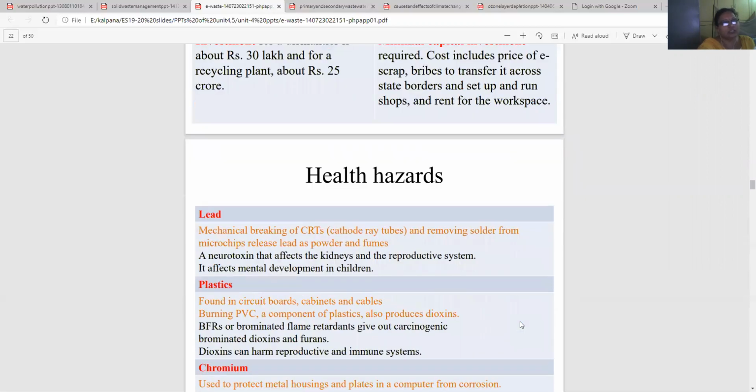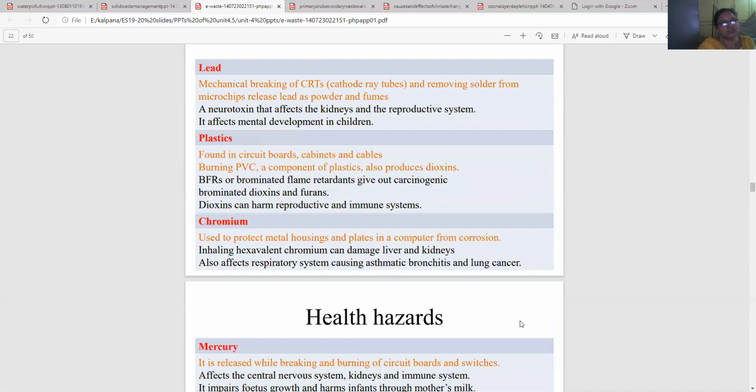Then coming to the health hazards. Lead is present in batteries and soldering. It affects our kidneys and reproductive systems, and affects mental development in children. Plastics are found everywhere, like in circuit boards, cabinets, cables. The PVC component of plastic also produces dioxins. It harms our reproductive and immune systems, and they are carcinogenic also.